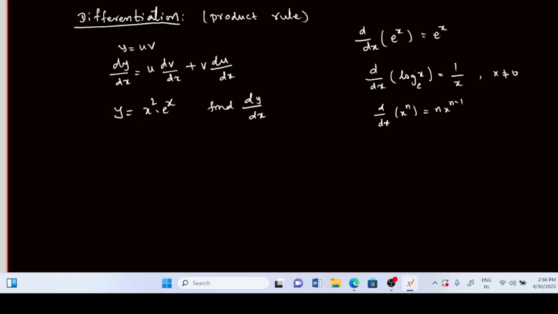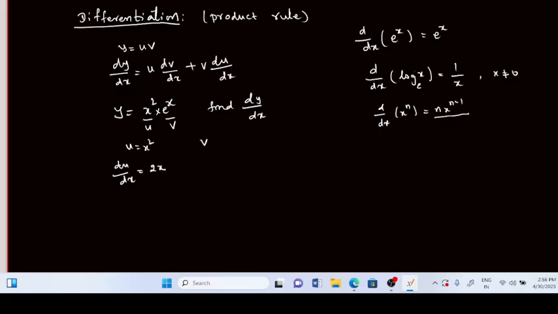Here multiplication is there in between. We must consider u as x square, v as e power x. So u is x square. We differentiate this one separately. du by dx is 2 times x, using n into x power n minus 1. So how do you get? n is 2, x power 2 minus 1 is 1.